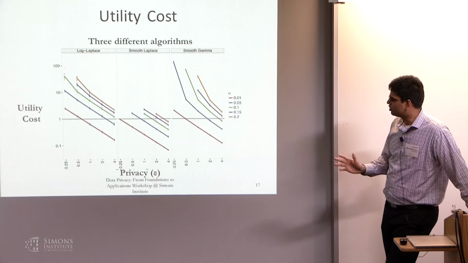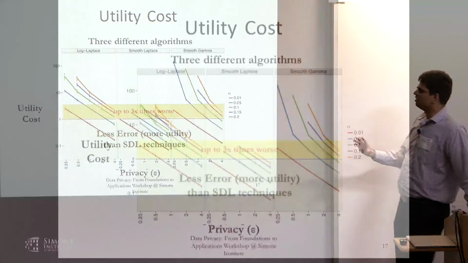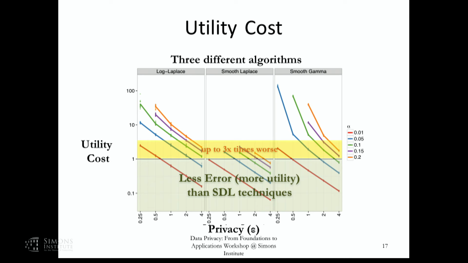Since I do not have too much time, I'm just going to say that in a lot of settings of epsilon, and since you have two entities, you have two different privacy loss parameters, one for employees and employers. For various different settings and across different algorithms, we could actually find lots of cases where we had lesser error than the existing SDL technique for the tasks of releasing reasonable dimension marginals, and in some cases, we were only up to 3 times worse. So I think this is an interesting result.